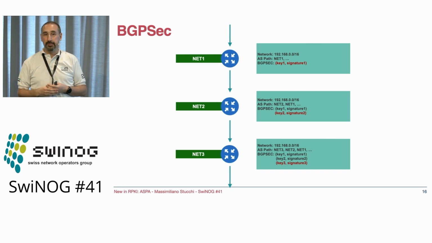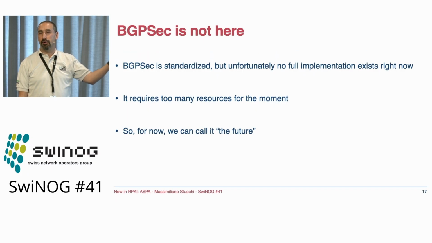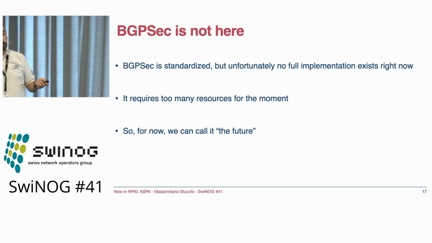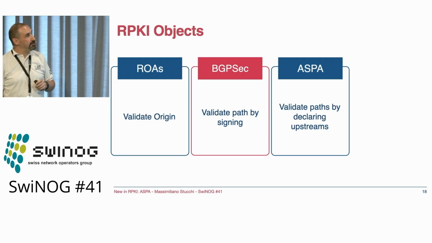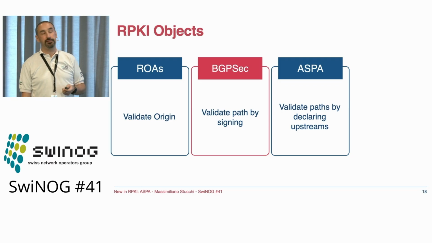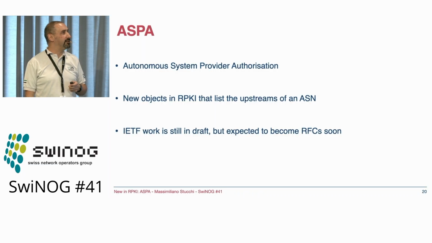That doesn't work. So BGP-SEC would be the ultimate answer, but for now, I would call that the future. And that's something that might be in 10, 15 years, probably. So looking back at our situation, we have ASPA that was brought in just recently. Actually, it is the present of RPKI validation, not really the future, because we can use it these days, not everywhere. We'll see it in a moment.